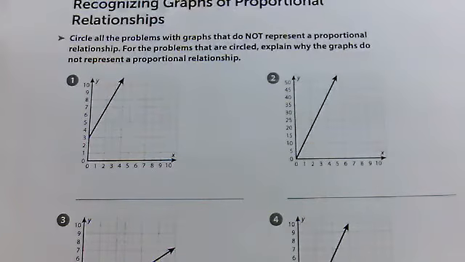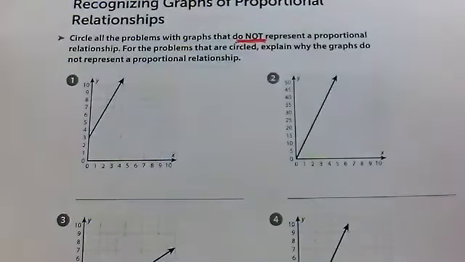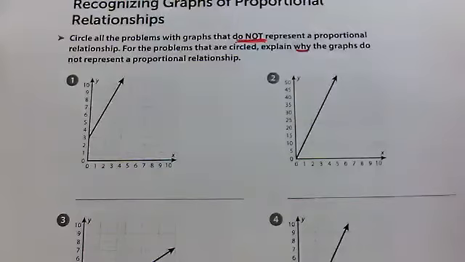Directions say, circle all the problems that do not represent a proportional relationship. For the problems that are circled, explain why the graphs do not represent a proportional relationship. So let's dive right in. Let's look at number one.